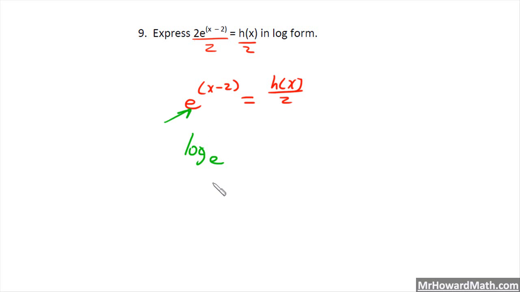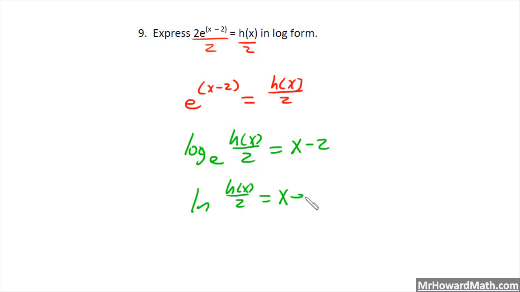The base of the exponent was e. The base of the logarithm must also be e. And everything else will cross. So the argument of this logarithm is going to be this part. It's coming over here, the h of x over 2. And that will equal, this part is going to the right side. So the part in the exponent location goes there, and we're done. We could also write it ln of h of x over 2 equals x minus 2, because log base e and ln are the same, so either way is fine.